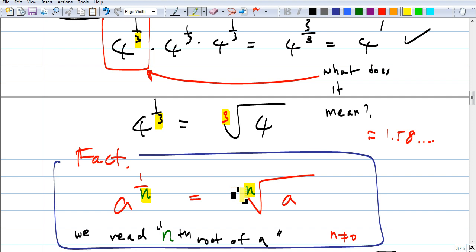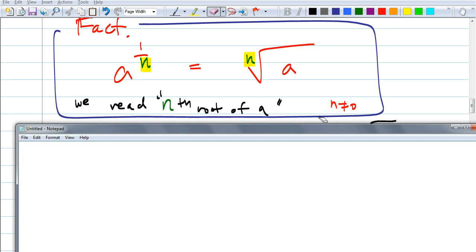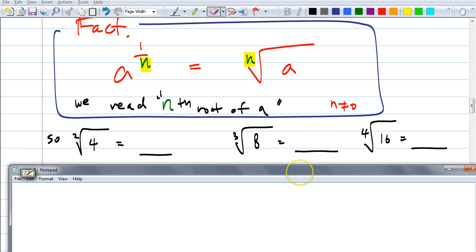Okay, go ahead and write it down. Okay, so if you understood that part, see if you can do this. Simplify these. I have square root of 4 equals to what number? Now this is cubic root of 8 equals to what number? This is now 4th root of 16.